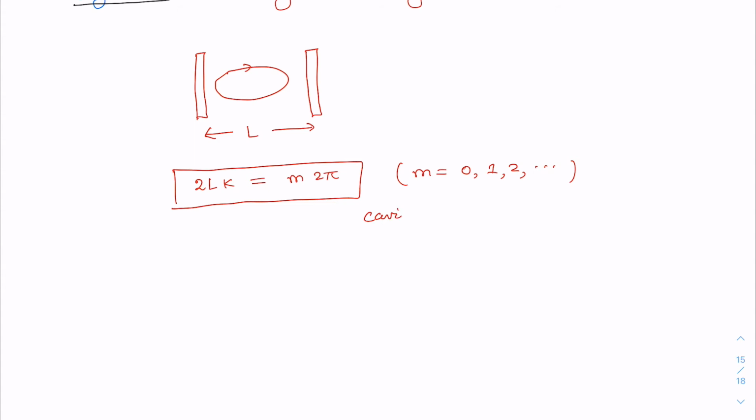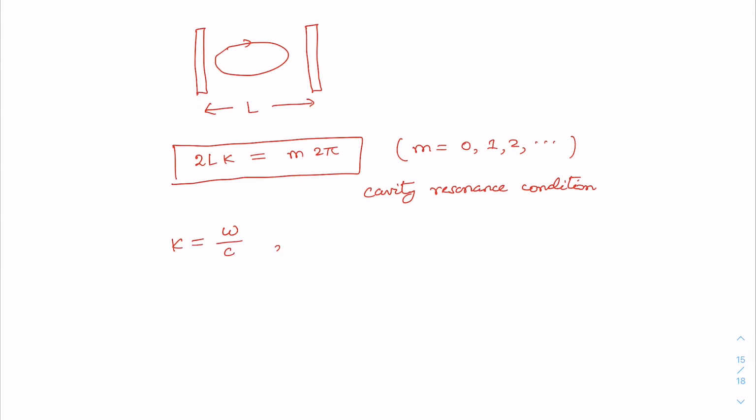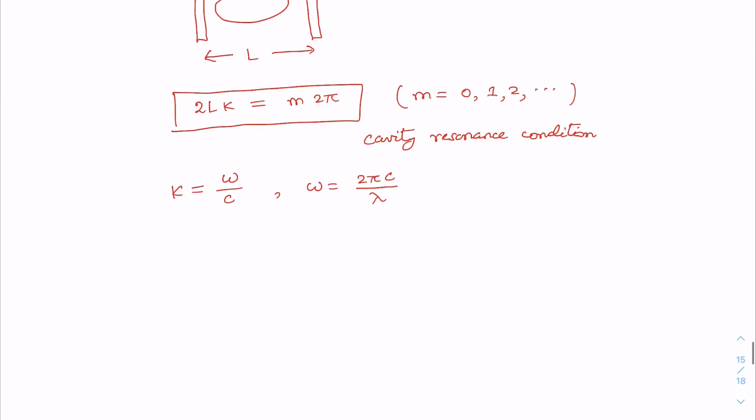This is called the cavity resonance condition. In fact, you know that k, the wave vector, is associated with the angular frequency of the wave omega by the relation k is equal to omega by c. Again, omega is equal to 2 pi c by lambda, where lambda is the wavelength of the radiation. So using this, we can write various resonance conditions.